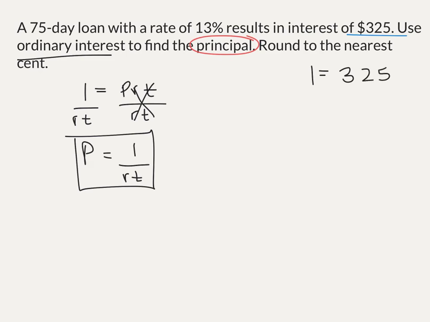The interest rate is 13%, which is 0.13 written as a decimal. And then the length of the loan is 75 days. Now remember, T should be written in terms of years, so we need to divide by the number of days in a year. And we're going to use ordinary interest, so that means that the number of days in a year is 360.